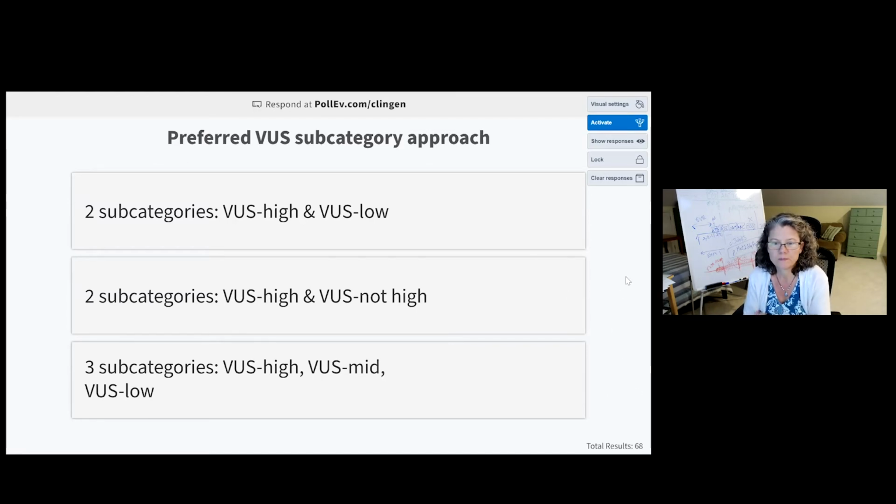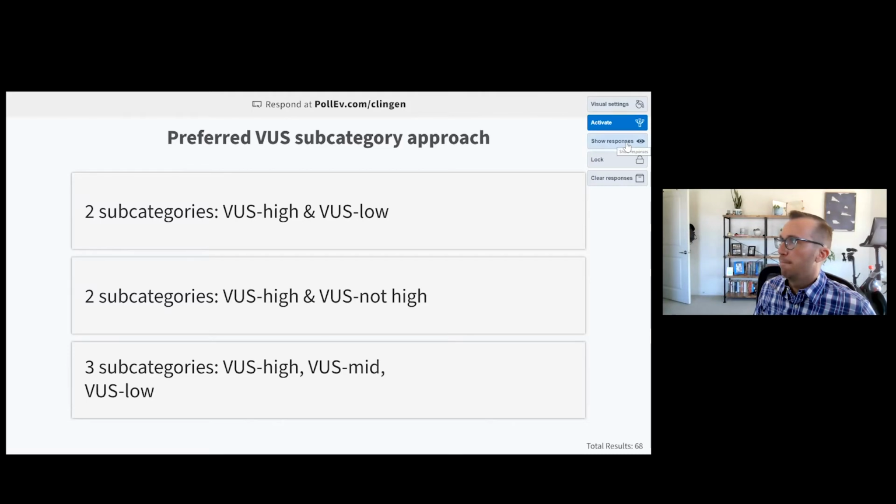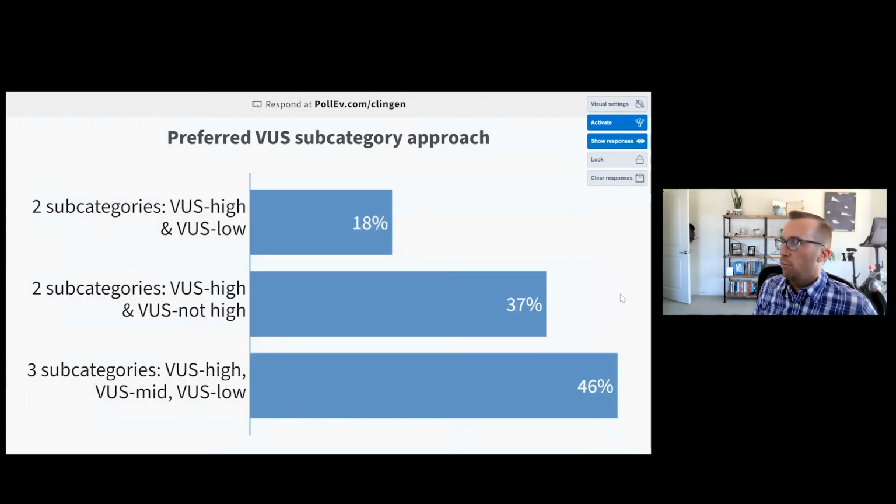All right, let's see our responses now. So it looks like preference overall was the 3 category, high, mid, low, but not too far off was the 2 categories where it's not an even split, more just calling out the high and then anything not high. Which interestingly is pretty similar to when we did this internally with just our ACMG work group. Overall the people were more in favor of the 3, but we did have quite a few that also preferred this approach of the high and not high. So that's interesting to see.